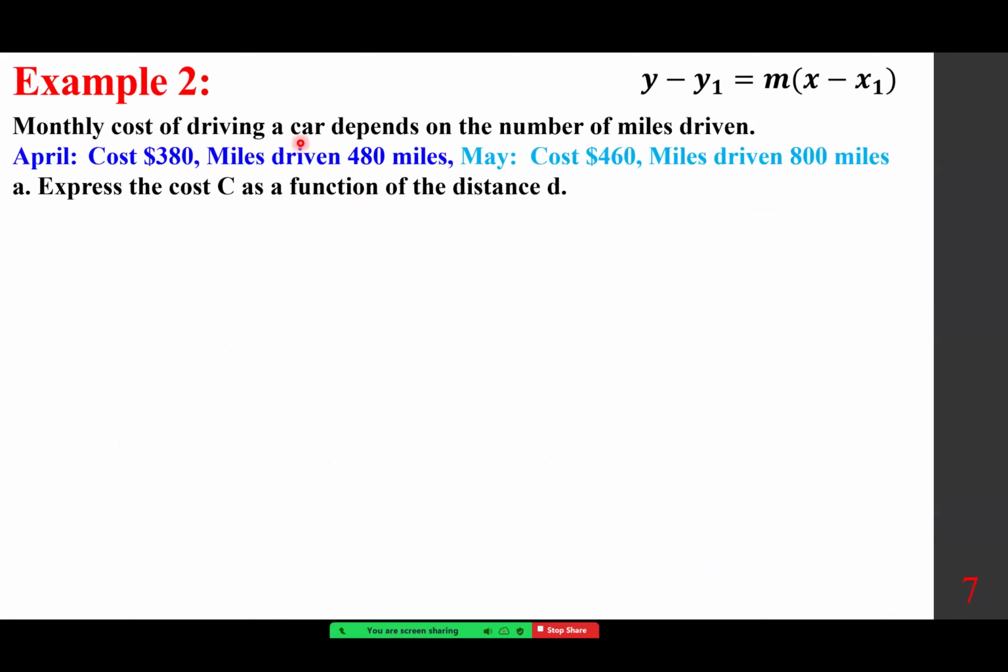Monthly cost of driving a car depends on the number of miles driven. In April, the cost was 380 bucks. The miles driven was 480 miles. In May, the cost was 460. Miles driven was 800 miles. Express the cost C as a function of the distance D.